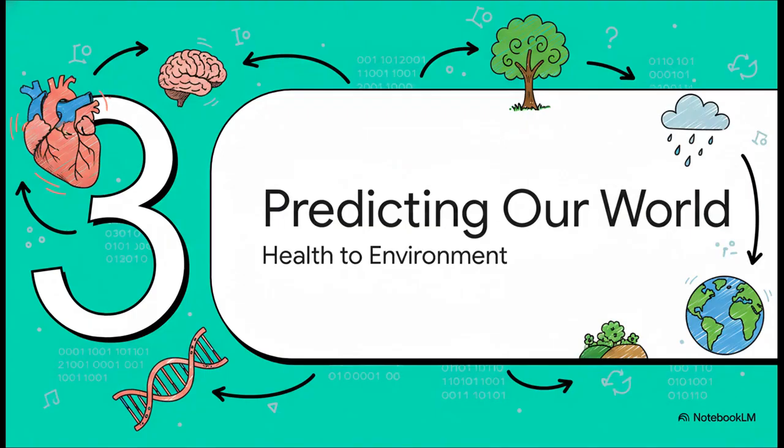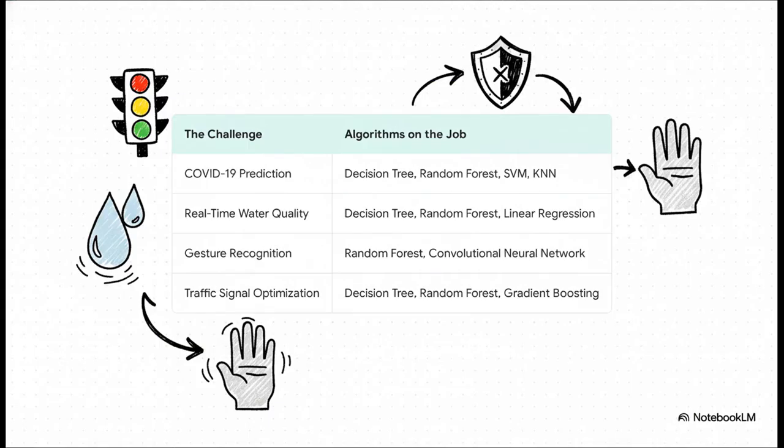But hey, this toolbox isn't just for cyberspace. Not at all. These exact same algorithms are making a huge, huge impact in the physical world too. Everything from predicting health outcomes to managing our environment. This slide is where you really see just how amazingly versatile these things are. The very same random forest and decision tree algorithms that fight malware are also being used to make sure our water is safe and to make city traffic flow better.